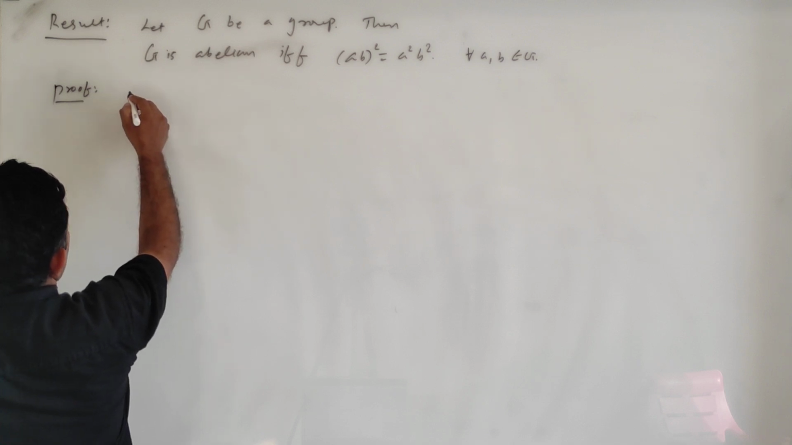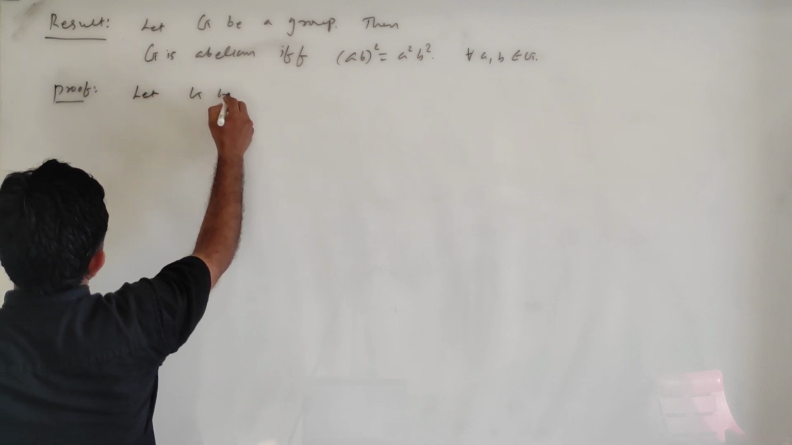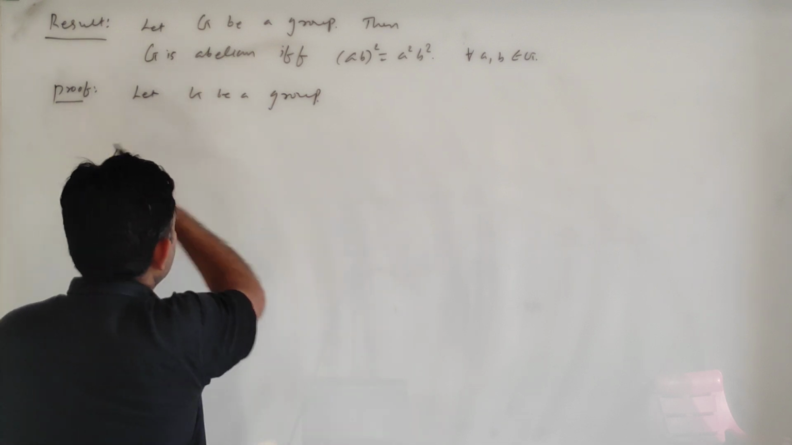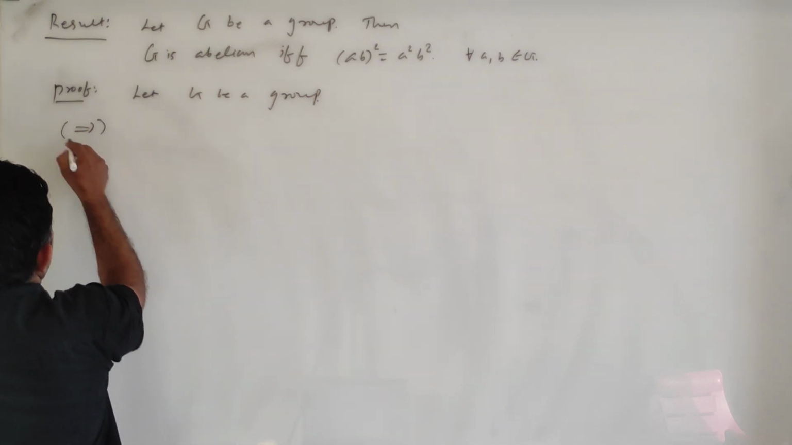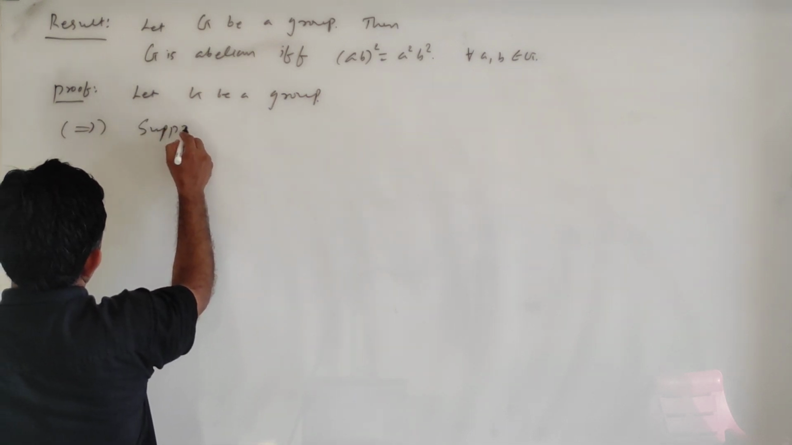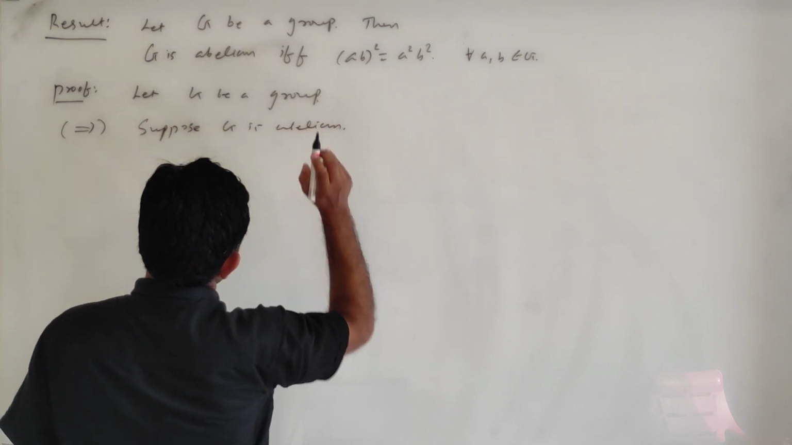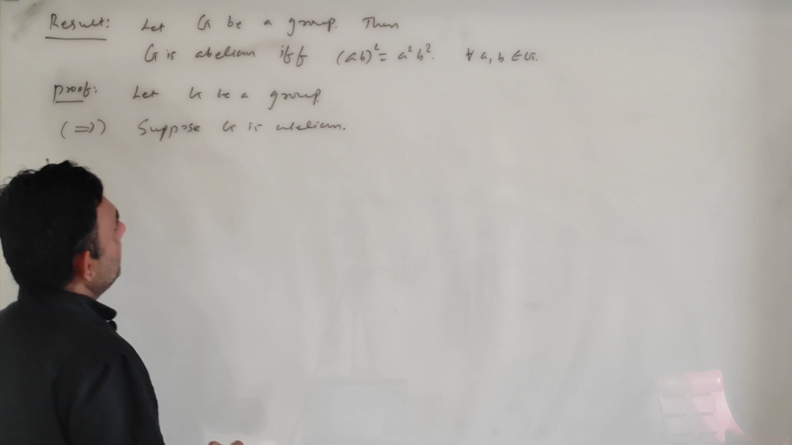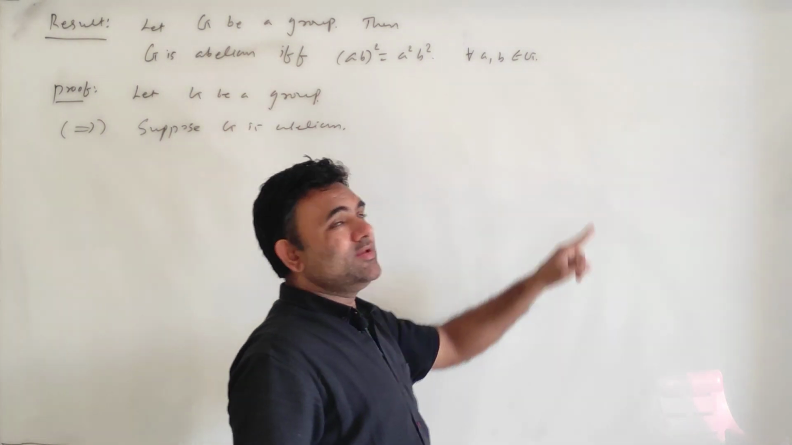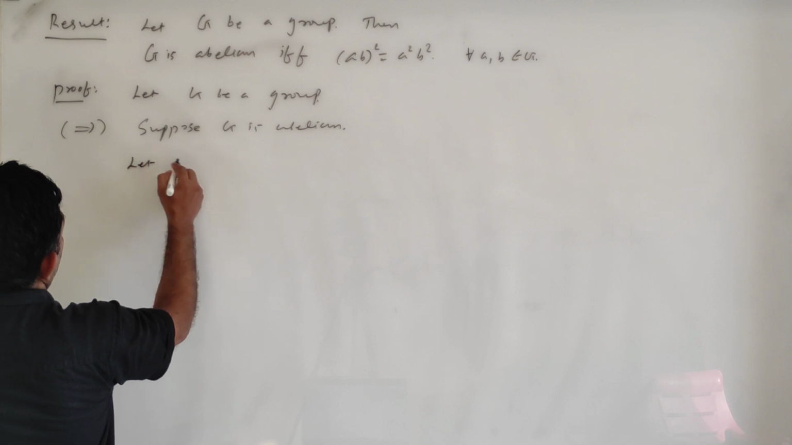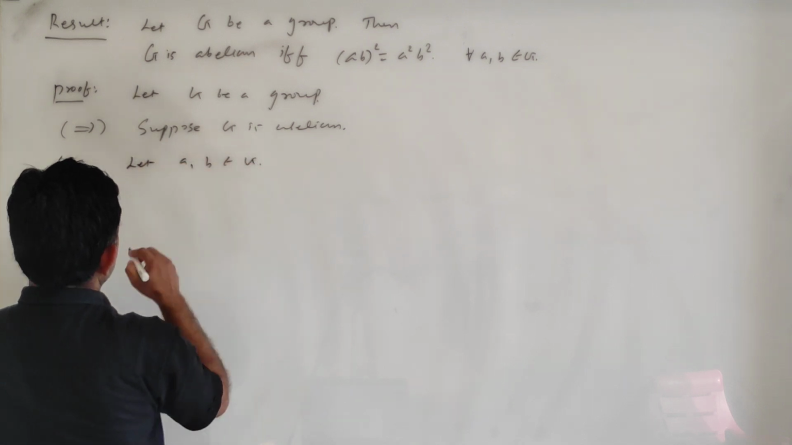So let G be a group, and let us prove this way. Let G be abelian. Suppose G is abelian. Now we want to prove this thing: (ab) square is equal to a square b square for all a, b belongs to G. So let a, b belong to G.